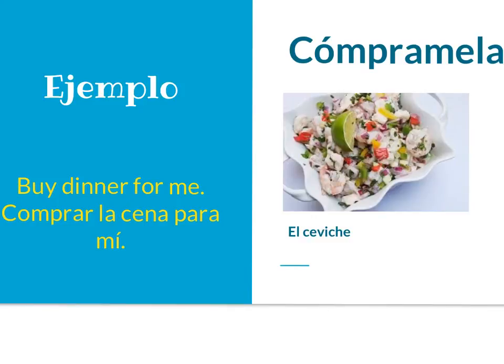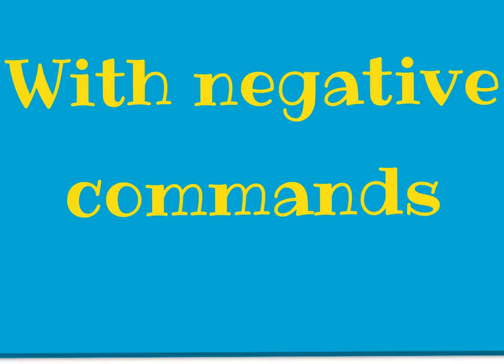Okay, so here you have an example of 2 pronouns attached to the command. Buy dinner for me. Comprar la cena para mí. Okay, so if you put that into the affirmative command, compra, remember it goes I-O-D-O, me la. Now you count back 4 vowels. Cómpramela.